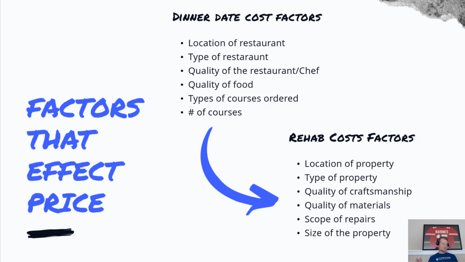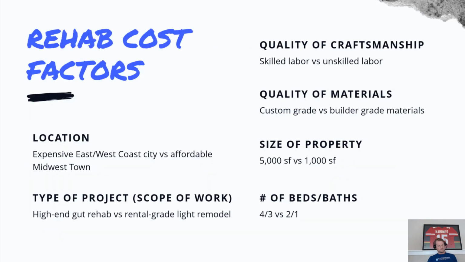So again, that's why you can't just ask, how much does a rehab cost? You can't just ask, how much does a dinner date cost? Because it's going to depend dramatically on those 6 factors. So the location, the type of project, the quality of the craftsmanship, the quality of the materials that you're using, the size of the property, the number of beds and baths, and quite frankly, there's probably 100 more small factors that just influence the cost of your rehab that you're going to be doing for your house.